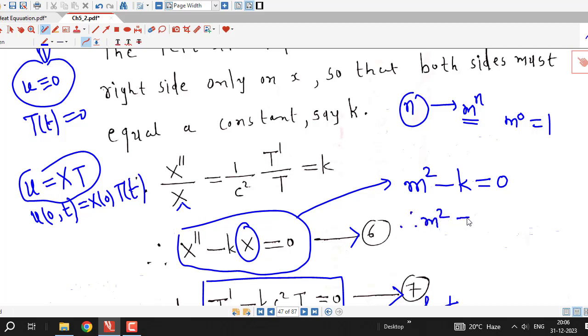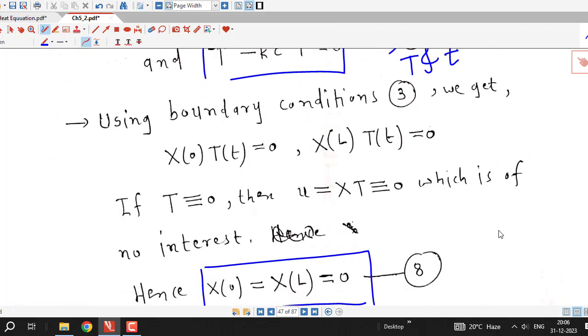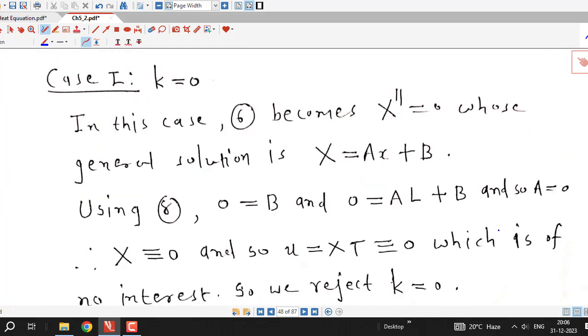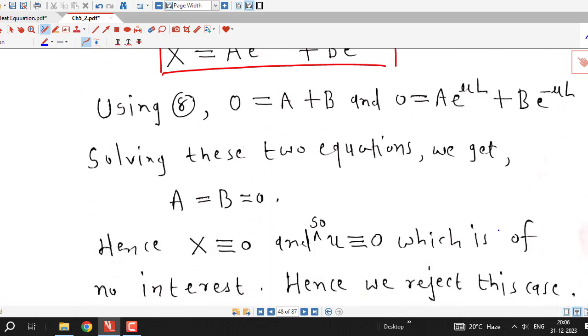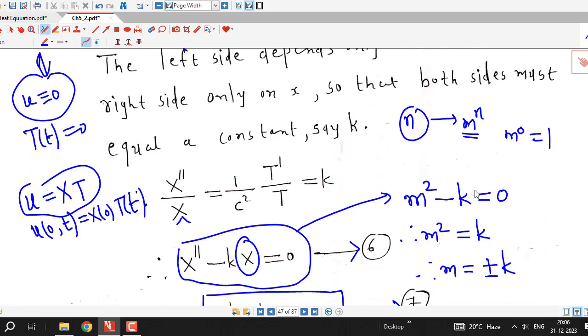And if I solve this, I will have m square equal to k. Therefore m equal to plus or minus root k. And k is a real constant, so we can see these roots are real and distinct. So that I have written here. Before going further, I have to consider three possibilities, that this k can take three different values. k can be 0, k can be positive, and k can be negative. So we will consider this auxiliary equation in these three different cases.